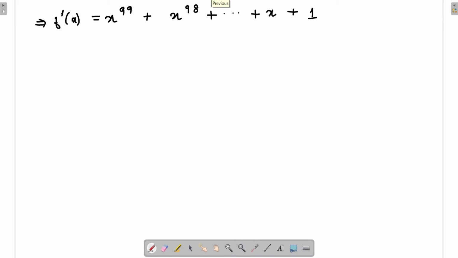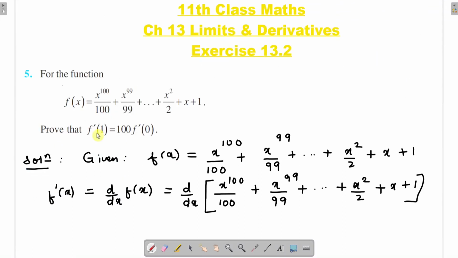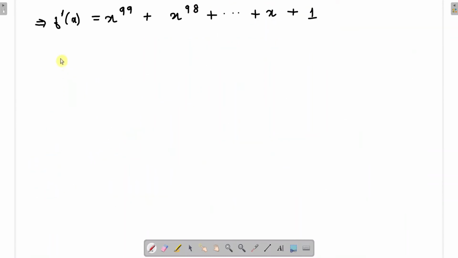Now using this we have to calculate f prime of 1 and f prime of 0. Okay, so first let us calculate f prime of 1. So this will be equal to 1 raised to 99 plus 1 raised to 98 and so on, plus 1 raised to 1, that is x. So if you substitute 1 in x, you will get 1 only, plus 1.